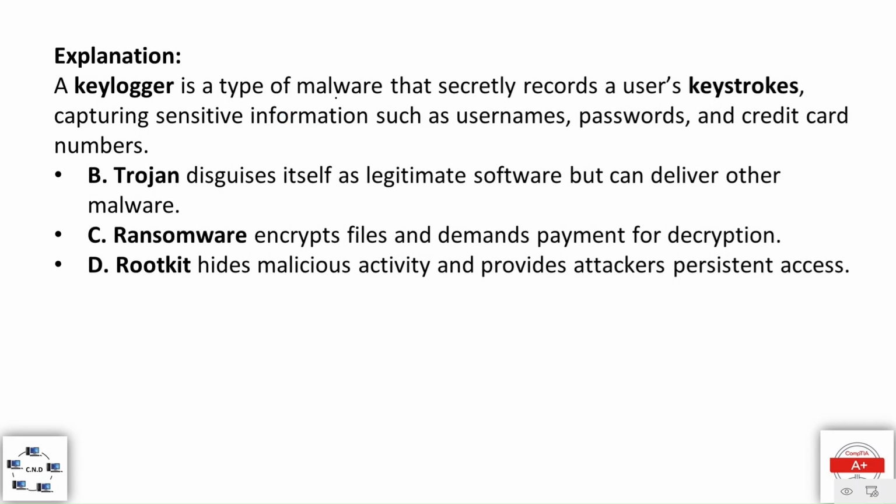Explanation is, a keylogger is a type of malware that secretly records a user's keystrokes, capturing sensitive information such as username, password, and credit card numbers. Incorrect option, option B, Trojan disguises itself as legitimate software but can deliver other malware. And ransomware encrypts files and demands payment for decryption. It does not record keystrokes. While option D, rootkit hides malicious activity and provides attacker persistent access but does not record keystrokes, which is done by the keylogger.